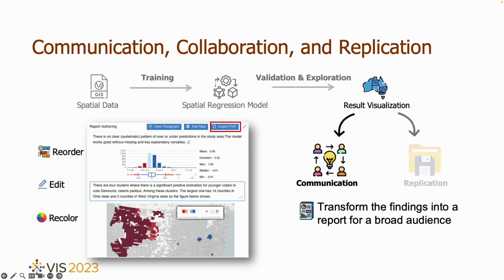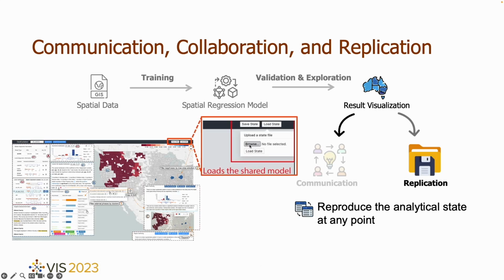The goal of spatial analysts is to answer questions about spatial phenomena and communicate the findings to a broad audience. However, the multifaceted analysis outcomes from advanced analytical tools are often difficult to interpret for a general audience. The report authoring function transforms the findings into PDF reports for a broad audience. Analysts can save, retrieve, and share the analytical state asynchronously at any point during the analytical pipeline, including the configured model, explored information, and the report.